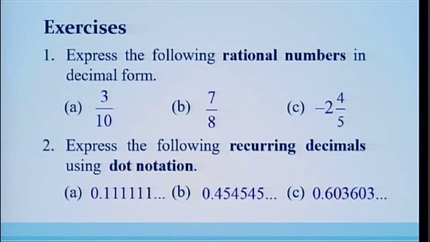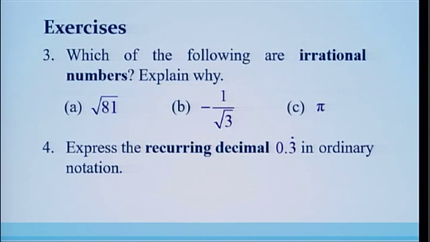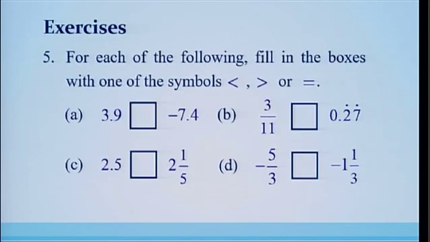Now I'm going to give you some exercises for practice. First one, express the following rational numbers in decimal form. In exercise 2, you're going to express the recurring decimals using dot notation. Exercise 3, which of the following are irrational? You are also going to give an explanation why they are called irrational. Then you express 0.3 with a dot above the 3 in ordinary notation. In exercise 5, you are going to fill in the boxes using the symbol less than, greater than, or equal to.